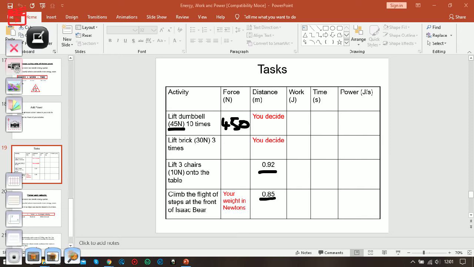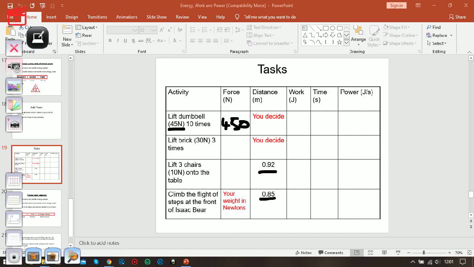Again, I estimated. Probably not. It's probably actually less than the one below it, but who cares? That's the number I've given you. These ones, this is the distance you lift something. It depends what kind of lift you're doing. It depends how tall you are. I don't really care what you choose to do, right?